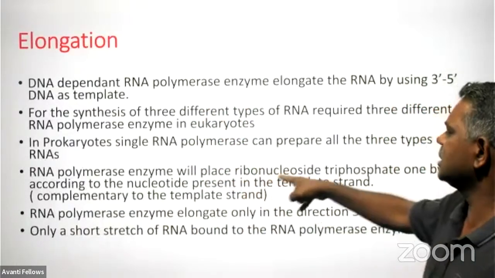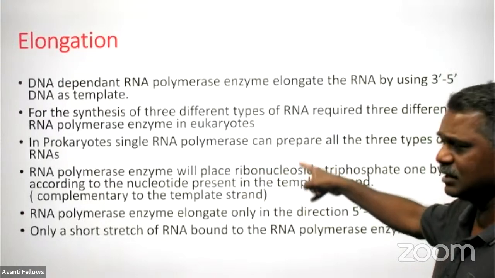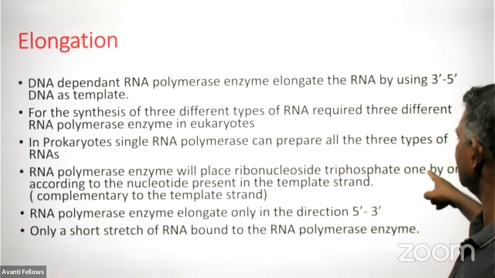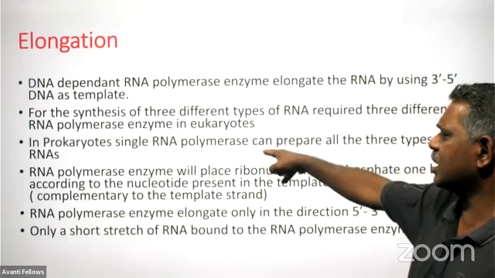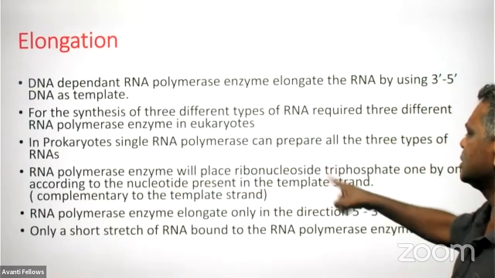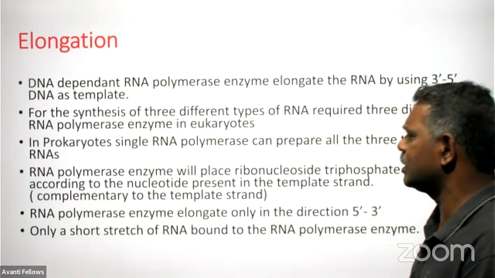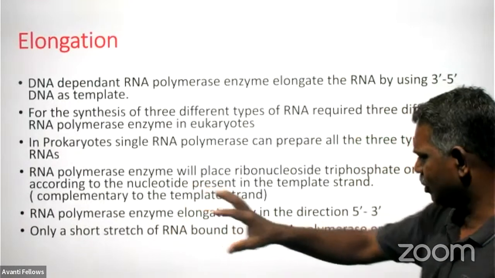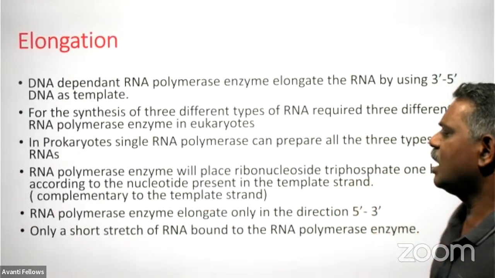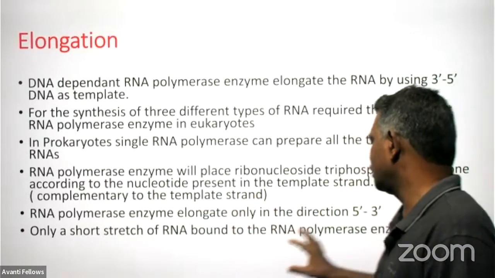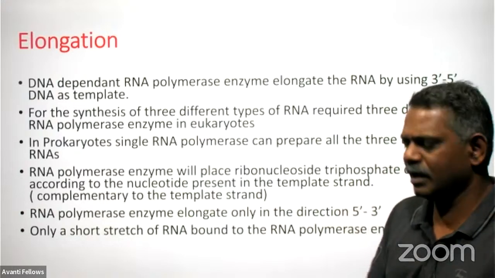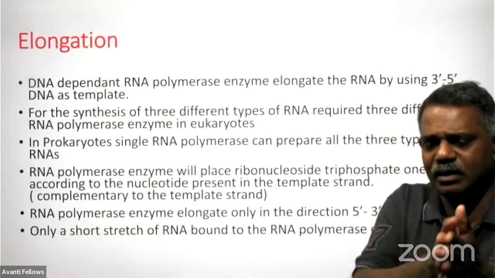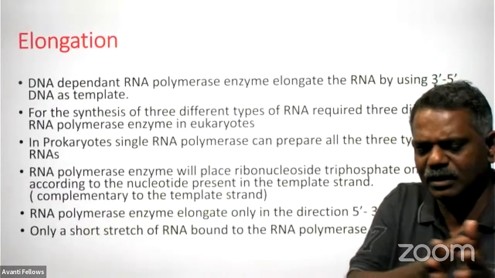And the RNA polymerase enzyme will place ribonucleotides, because it is synthesizing RNA. The ribonucleoside triphosphates will be placed one by one by this RNA polymerase according to the nucleotide sequence present in the template strand, because it should be complementary to the template strand. The RNA polymerase enzyme elongates only in the 5' to 3' direction, and only a short stretch of RNA is bound to the RNA polymerase enzyme. It elongates from the 5' direction to the 3' direction, only in the structural gene area, and like that it will elongate.